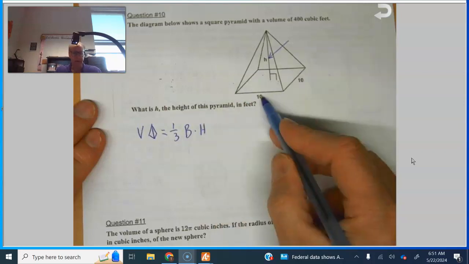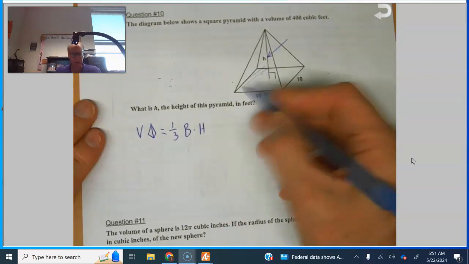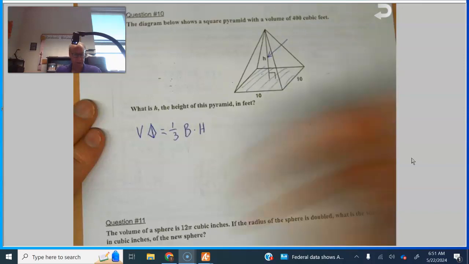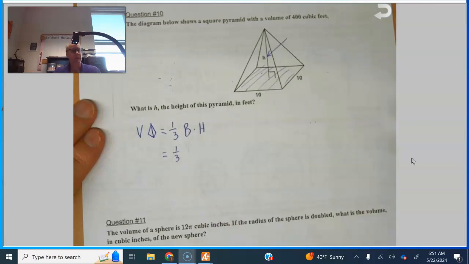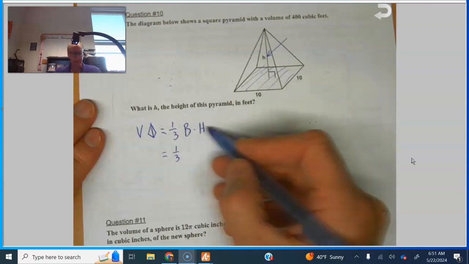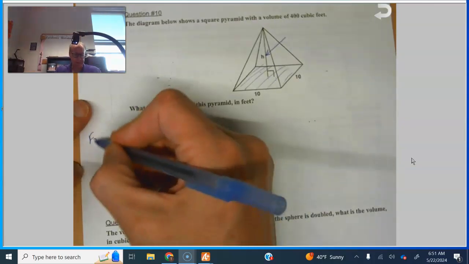Well, the area of this base is 10 by 10. It's the area of this square down here. So we're looking at 1/3 area of the base. By the way, I wrote the formula. That's my next step. That's step number 2.